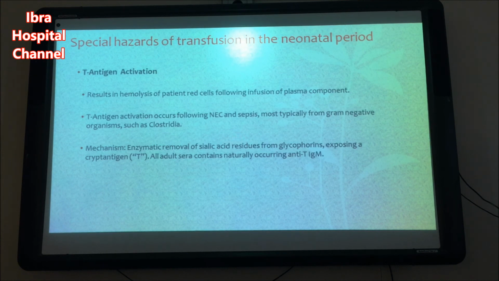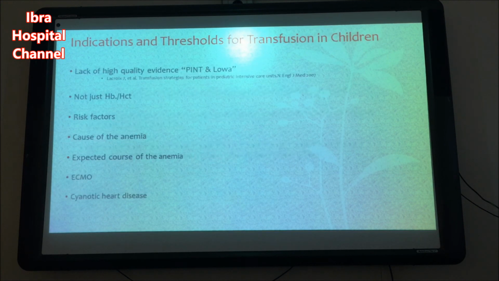That's why this sample should be referred before giving any plasma, because there will be no blood compatible with this patient. The mechanism is the enzymatic removal of sialic acid residues from the glycophorins, exposing the crypt antigens. They call them crypt antigens, because they are hidden. All adult sera contain naturally occurring anti-T IgM, which can cause severe hemolysis.